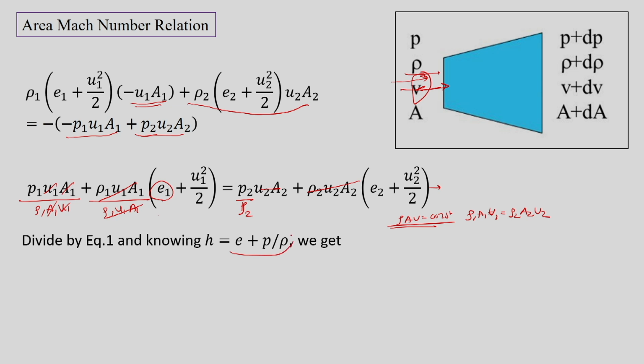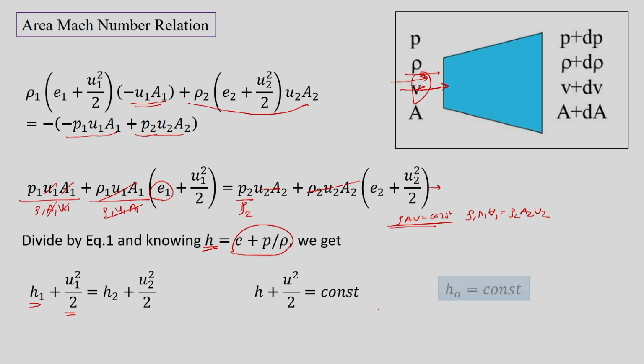This p by rho plus e is basically h, and hence we have an expression which states that h1 plus u1 square by 2 is equal to h2 plus u2 square by 2, which otherwise says that h plus u square by 2 is equal to constant, which also says that h naught is equal to constant. So if we differentiate this expression, then we get dh plus u du is equal to 0.